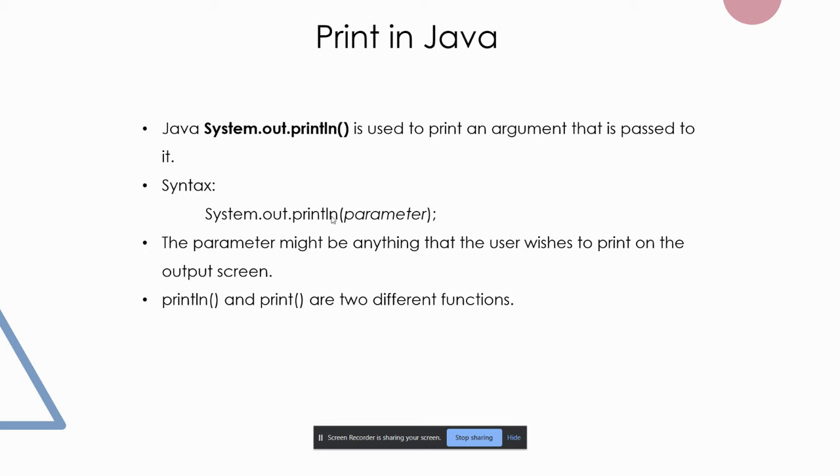Now, here System.out is the standard output stream that is used to produce the result of a program on an output screen like the computer screen. And println is the method in Java that is used to display text on the console. It prints the text on the console and the cursor moves to the next line because of ln. And if you are not using ln, then the cursor remains on the same line.